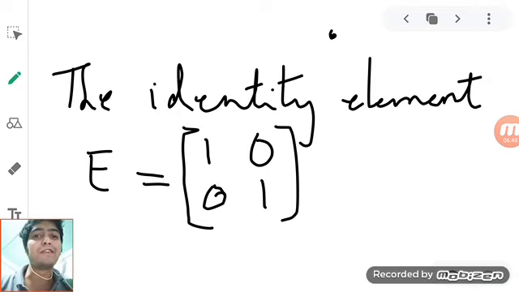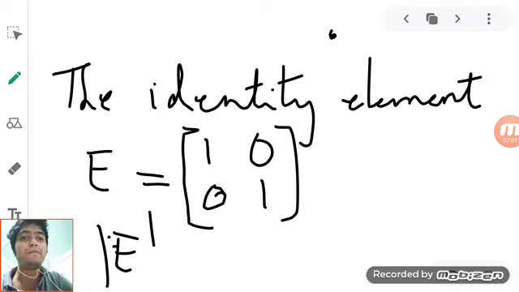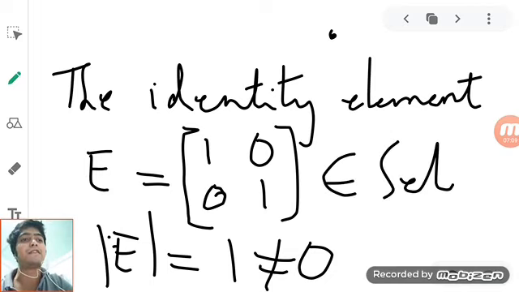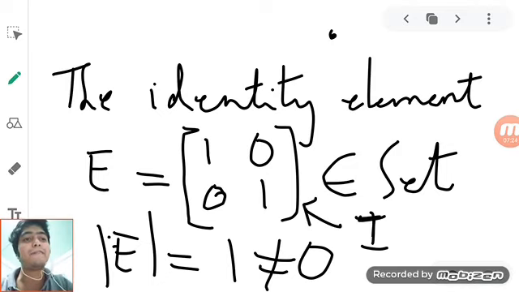But for this particular group where the operation is multiplication, the identity element is E equal to 1 0 0 1. Clearly E is a 2 by 2 matrix. Moreover, determinant E, AD minus BC, is equal to 1, which is not 0. So it belongs to the set that we have considered, that is GL2R. So the identity element is 1 0 0 1. But over here we won't denote it by E. If you remember, the identity matrix we will denote by capital I.